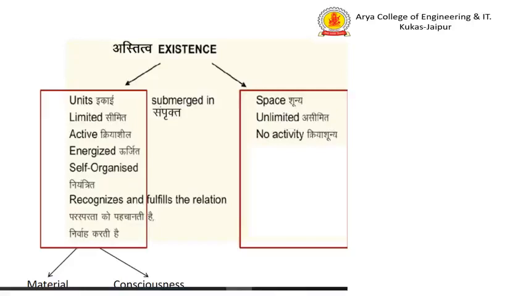On the other hand, space, it is unlimited, it is everywhere, and it has no activity in it. The units which are there in it, they are active but not the space. Now you can see that below the units, they are divided into two parts. The units can be material entities, and the second is the consciousness, that is we are talking about I.